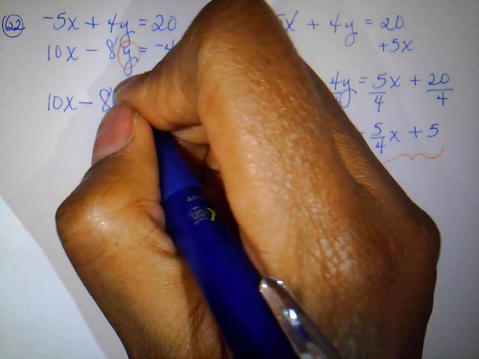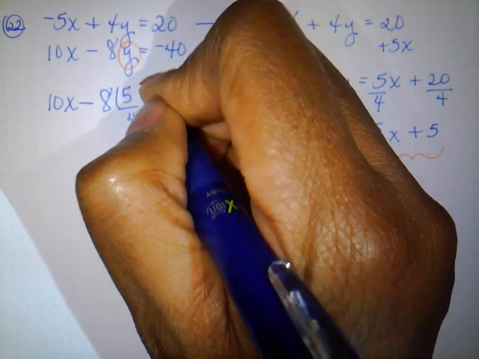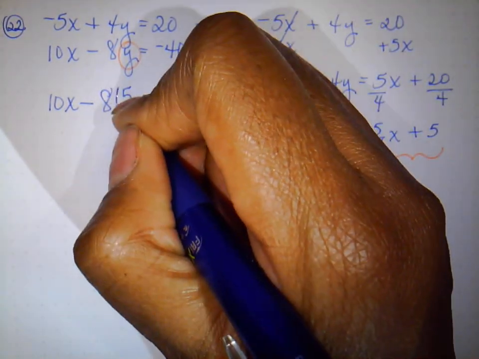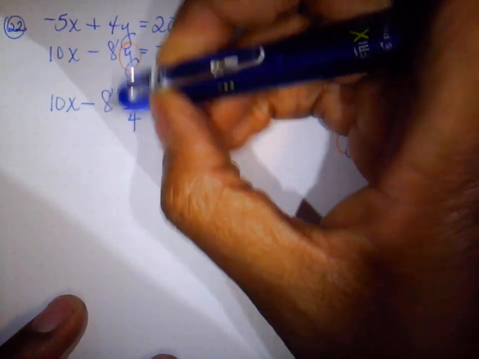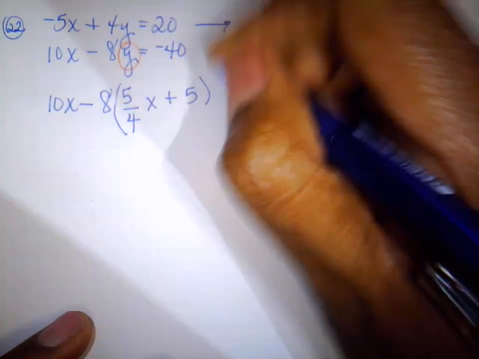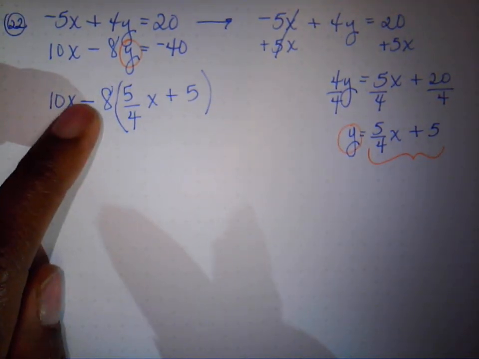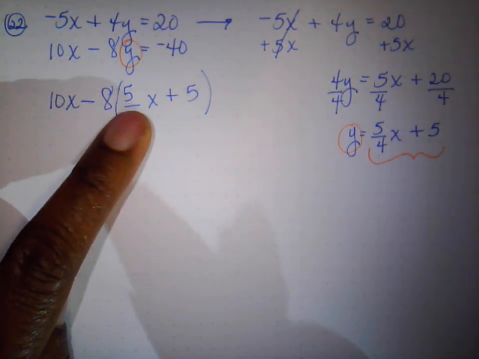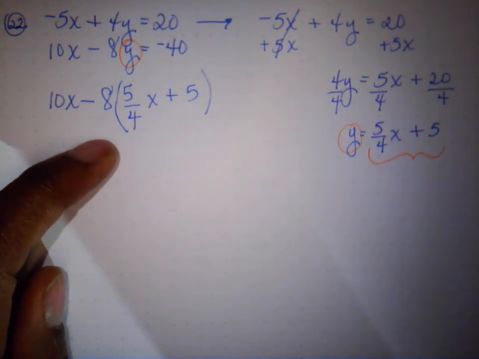10x minus 8 times (5 over 4 x plus 5). Now be careful how we handle that fraction, okay? This is kind of ugly, but y'all get the idea. Do you see how I wrote this 8 kind of high? I need for you to understand that when we handle this 8 and this fraction, that 8 has a 1 underneath it. And how do we multiply fractions? Straight across. Keep that in mind.